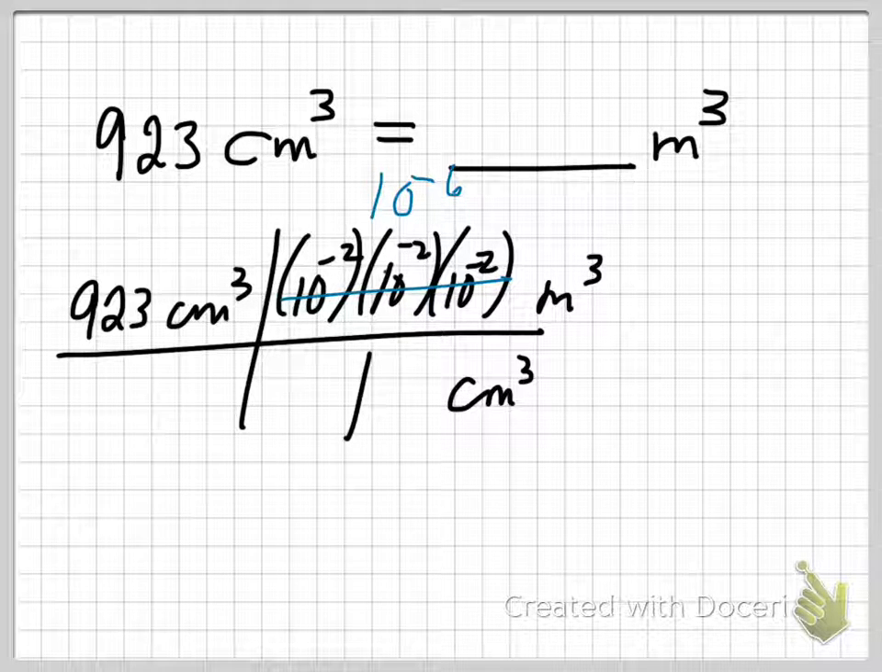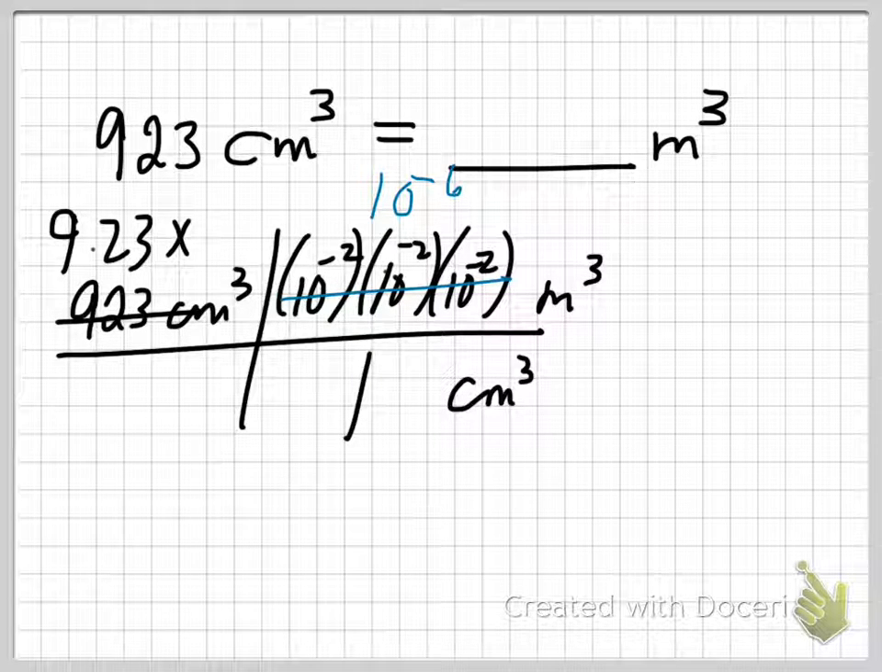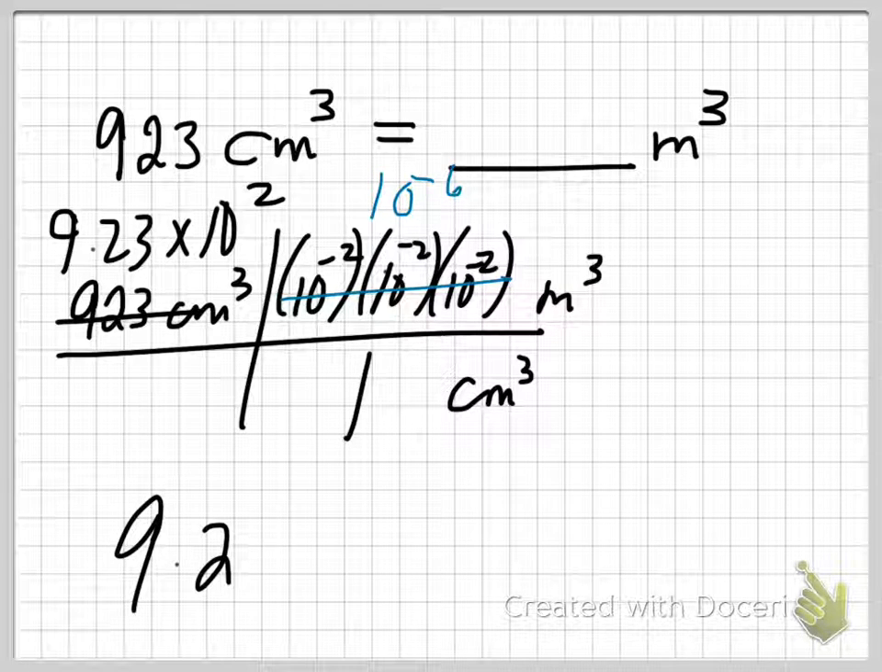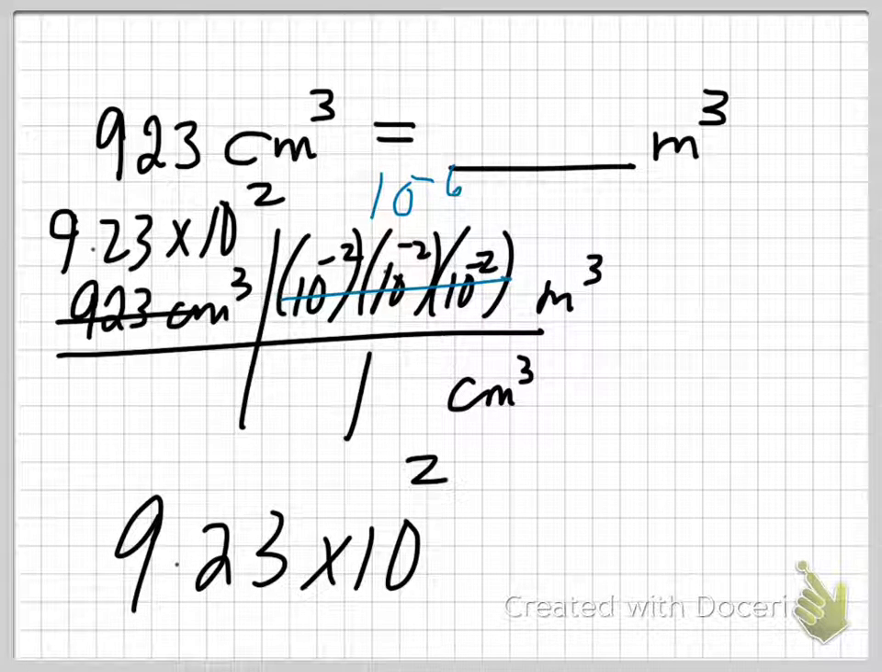So what do we get? Oh wait, I'm going to convert this to scientific notation. 9.23 times 10 to the second cubic centimeters. Oops, leave off the units.